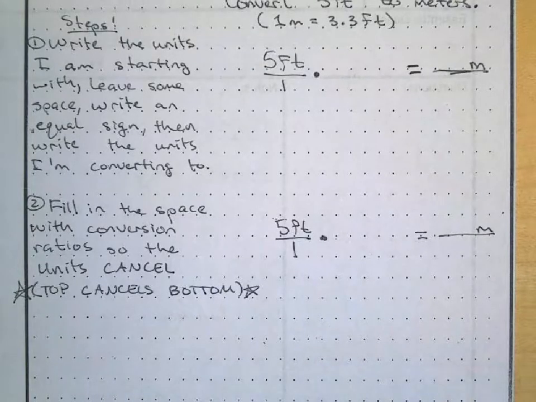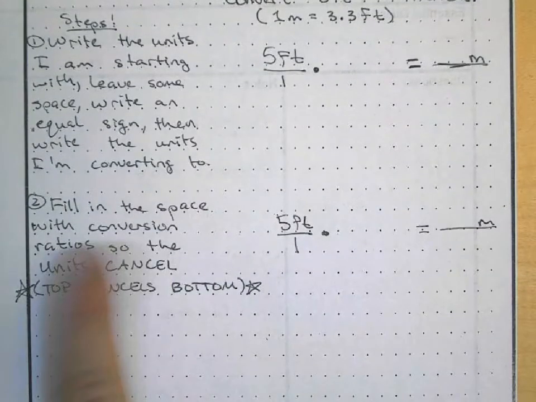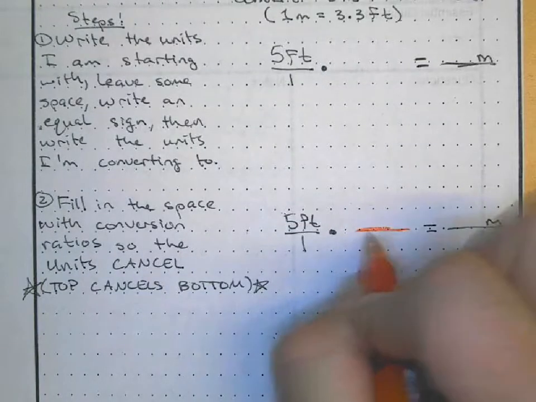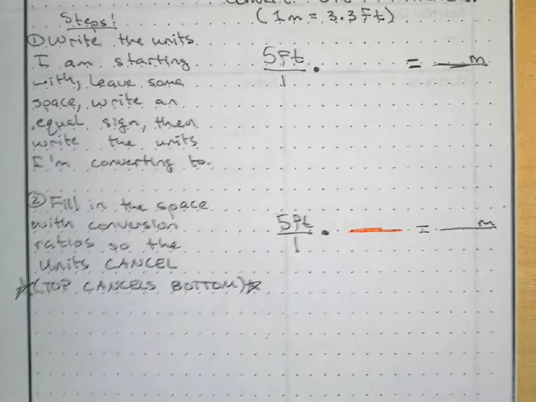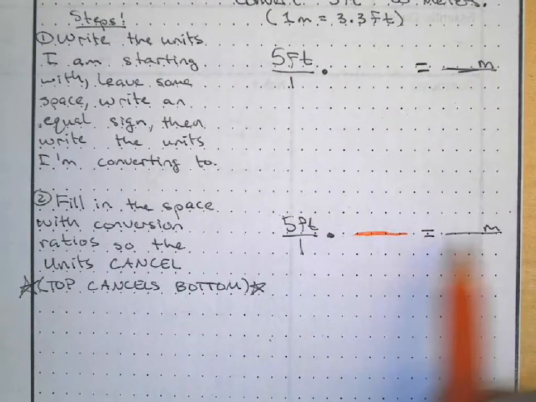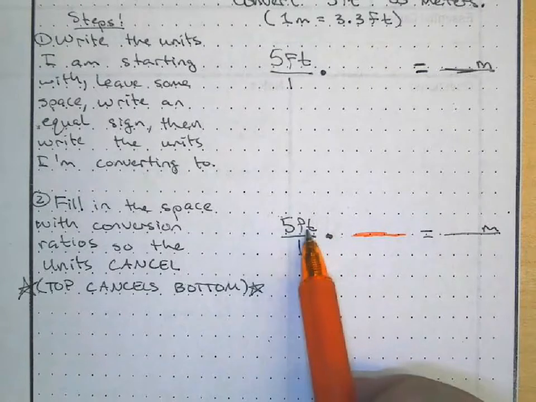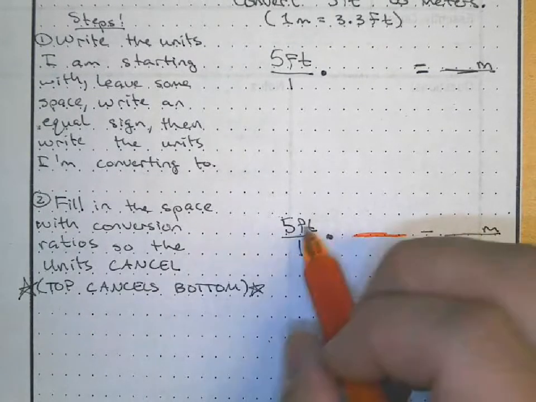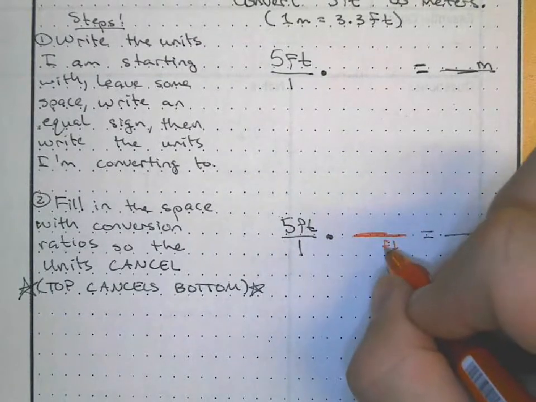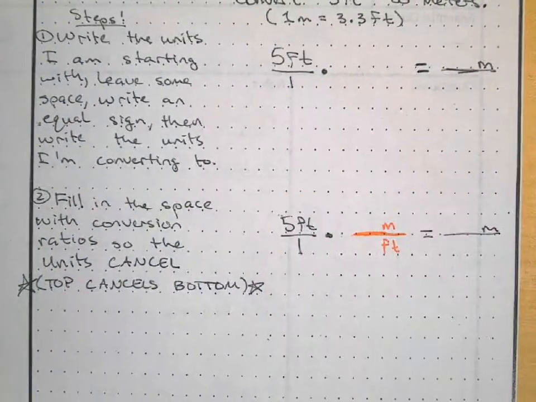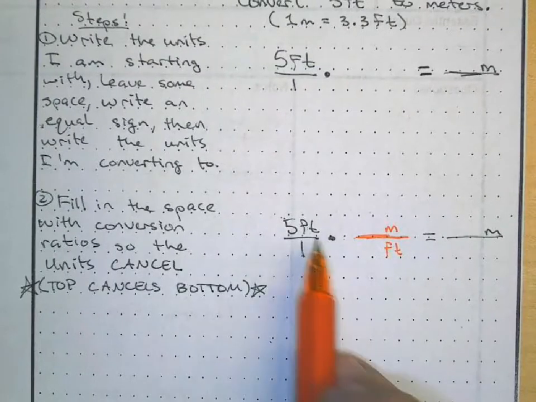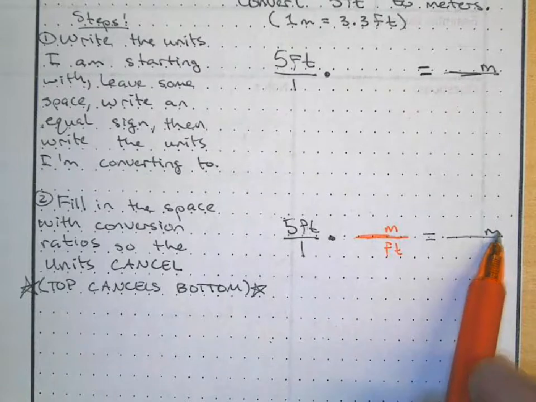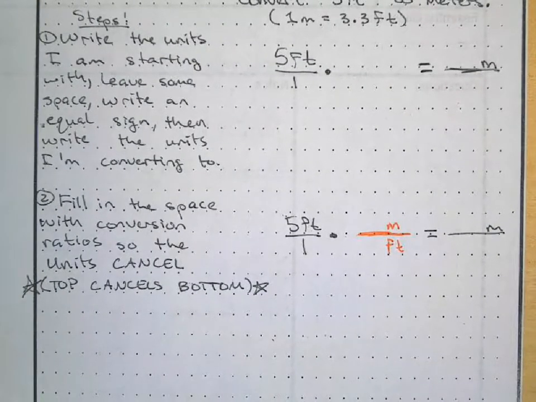And I'm going to create another ratio. I'm going to create a conversion ratio. So here's my conversion ratio that I'm building. And I'm going to convert feet to meters. But if I want to be able to cancel out feet, and top cancels bottom, that means I need to put feet on the bottom, and I'm going to put my meters on top. So now my feet will cancel, and then once those cancel, I'm left with meters where I want it, on the top.